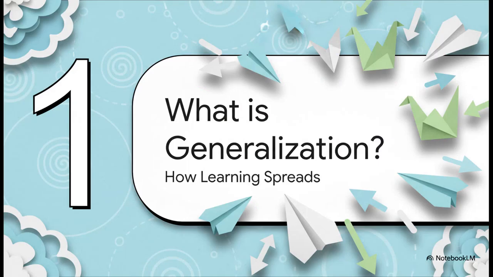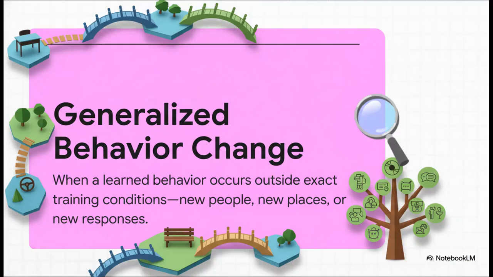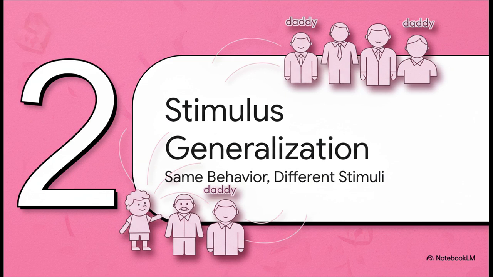Both of those examples we just talked about fall under the umbrella of what's known in behavior analysis as generalized behavior change. It's really just the technical term for how learning naturally expands beyond the exact moment and conditions where it was first taught. And this is so important. The key idea here is that generalization is what makes any learned skill actually functional. You can think of it as the bridge that connects a specific trained skill to the complexities of the real world. It allows us to adapt and apply what we know without having to learn every single possible variation from scratch.